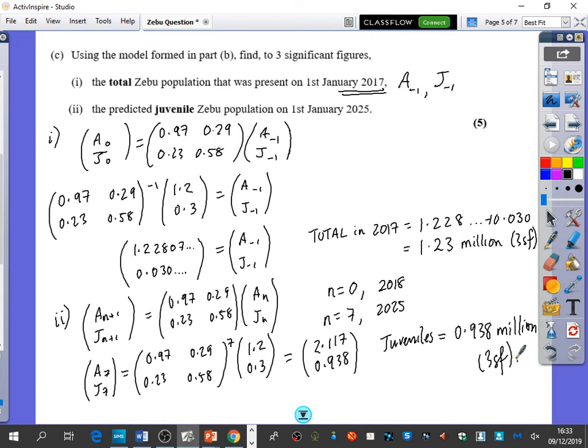Three significant figures. Okay? What does it appear is happening to the juvenile population? Yeah, it appears to be increasing. So the juvenile population appears to be increasing, and the adult population appears to be increasing. You could find out, does the proportion appear to be increasing? Depends, okay? These are all different kinds of things you can investigate.